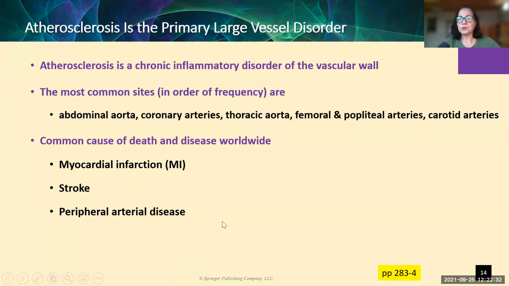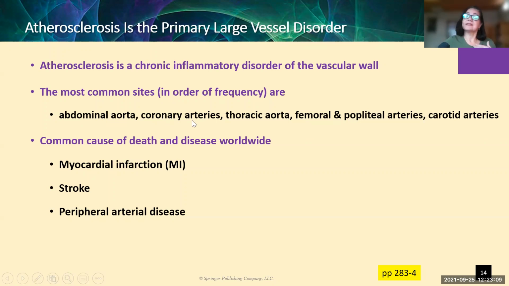All right, so atherosclerosis is where we're talking about this getting bad. It's a chronic inflammatory disorder of the vascular wall. So it's initiated because of the damage, which lots of different factors are going to cause to the endothelial layer, and the body's trying to repair that damage. Where we see this the most, in order of frequency, the abdominal aorta is where we get the most atherosclerosis, but it's a big honking vessel.